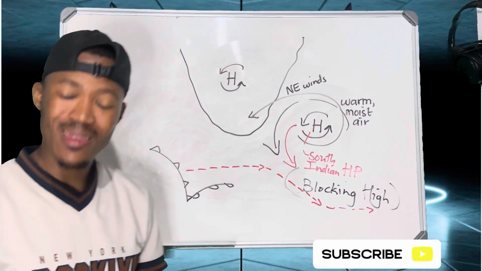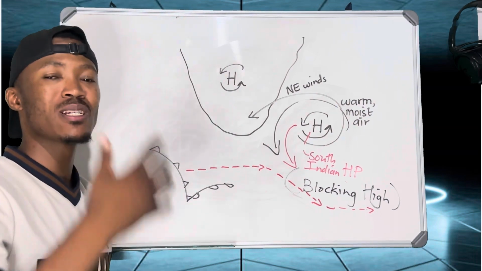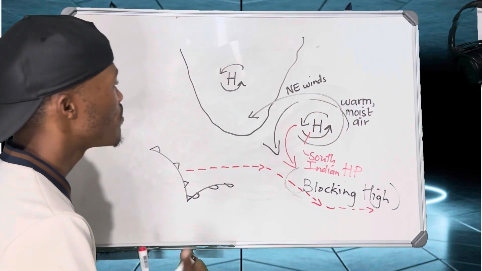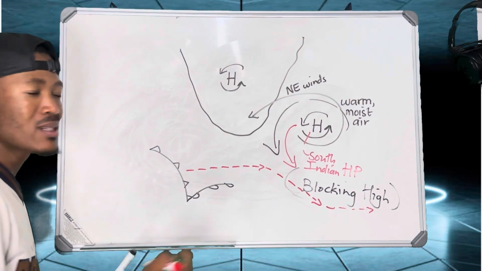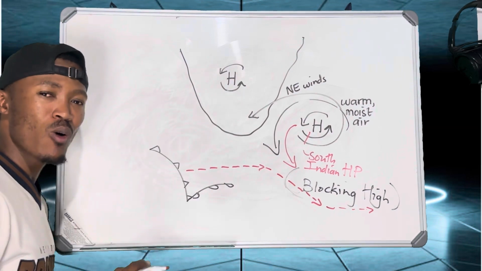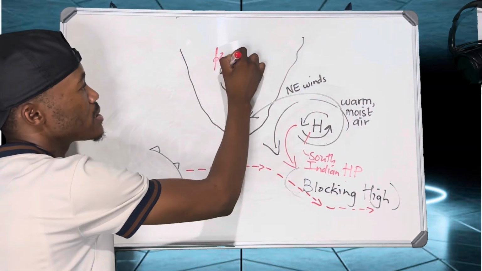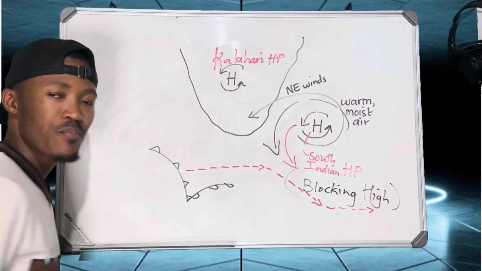We also have the third anticyclone that changes its position over the interior. The name of this third anticyclonic circulation, the anticyclone that is found over the interior of the country, we refer to as the Kalahari high pressure.